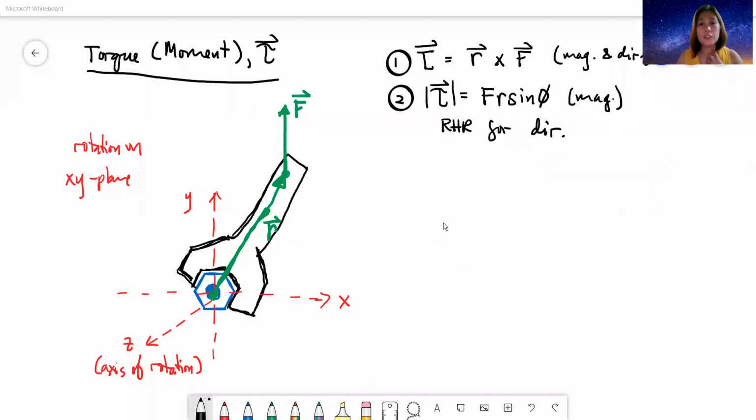Okay, hello once again, my dear students. Let's continue our discussion on torque. This time, looking at another angle or another perspective.